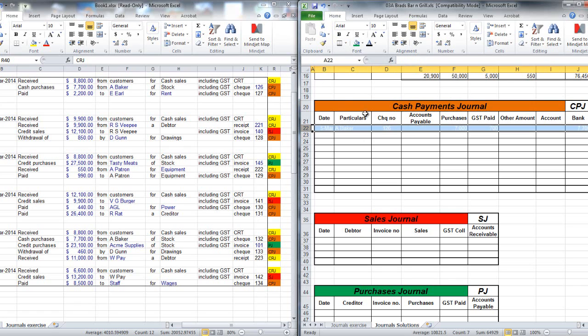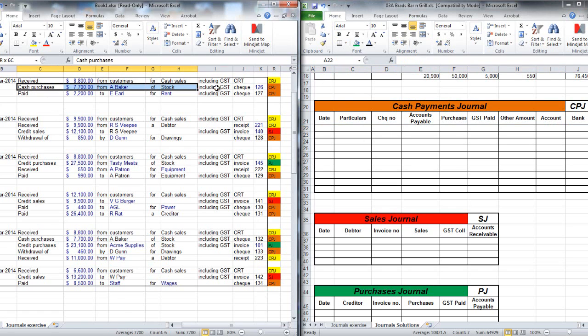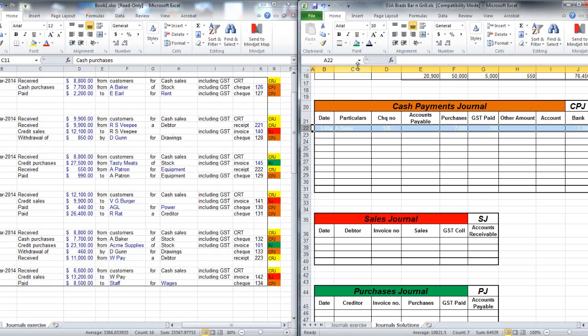So the first one we've got here is the cash purchase of $7,700 for stock. Okay, so it's definitely a cash purchase. Who we get it from? The check number that we wrote. Not all the time will we have a check number. Sometimes it will be EFT. And then again we break down the GST. We take out the GST. So 7,000 is actually the purchase. 700 is for GST. But what actually came out of our bank account is the total of that together.